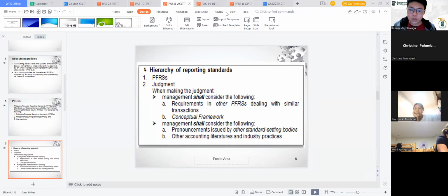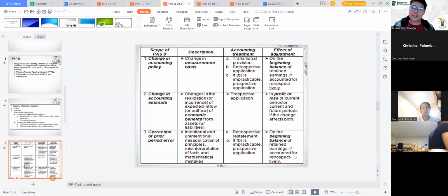Management shall consider the following as well when it comes to pronouncements or any announcements made by the different standard-setting bodies, meaning internationally or nationally speaking, and other accounting literature and industry practices. As you can see, huli lang, last lang na accounting industry or business practices will be the basis of you doing the financial statements. Always the accounting policies should reflect PFRS or the acceptable accounting standards, no? Huli lang ang conceptual framework and other practices.